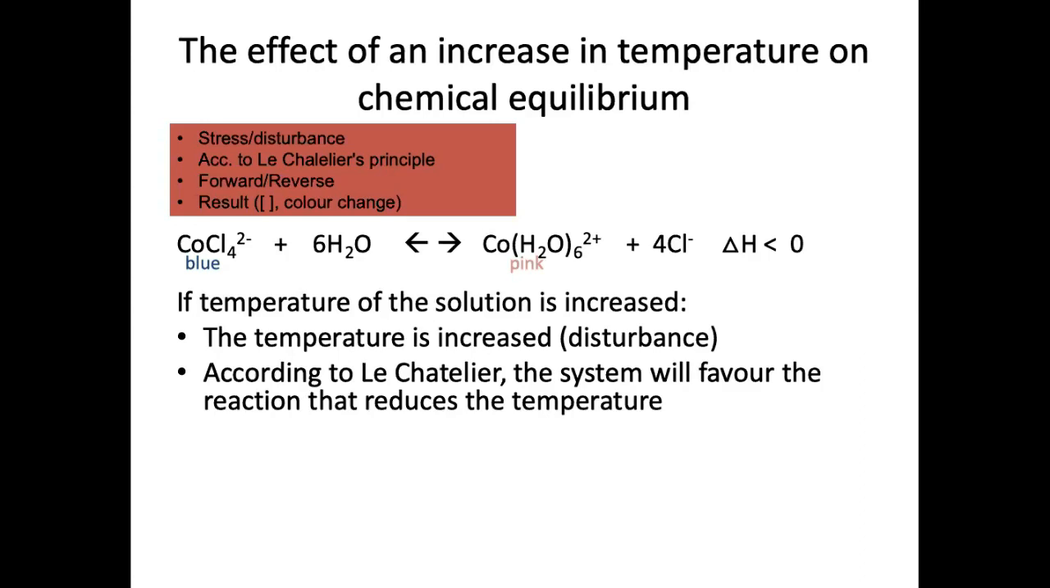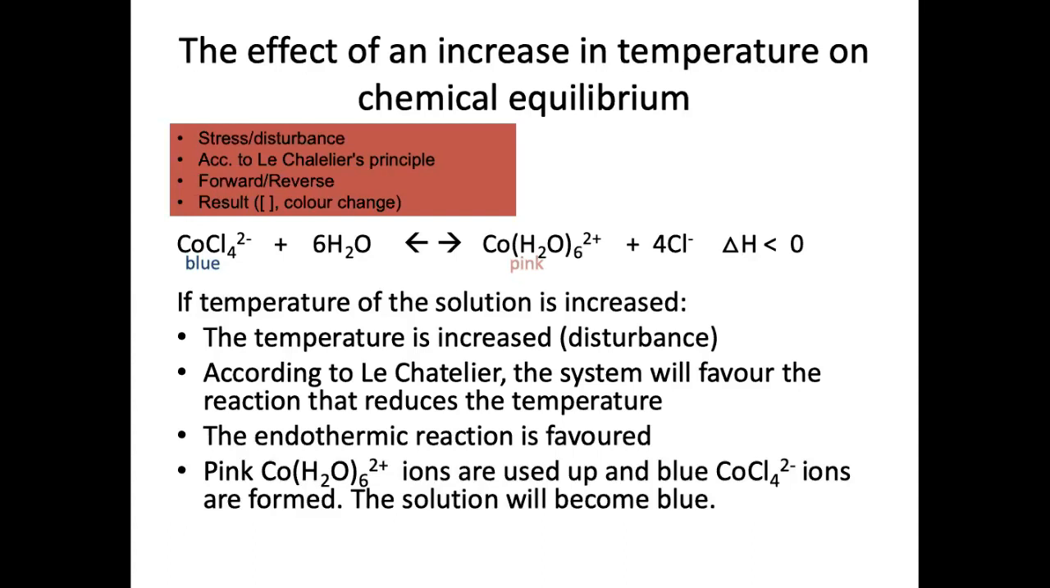All right. So which reaction will be favored? The forward or the reverse, the endothermic or the exothermic reaction? The reaction that will absorb that excess heat that's given off, right? So therefore the endothermic reaction is favored. The reverse reaction is endothermic. So the reverse reaction is favored. The pink Co(H2O)6 2 plus ions are used up, and the blue CoCl4 2 minus ions are formed. The solution will become blue because it favors the endothermic reaction, and the reverse reaction is our endothermic reaction.